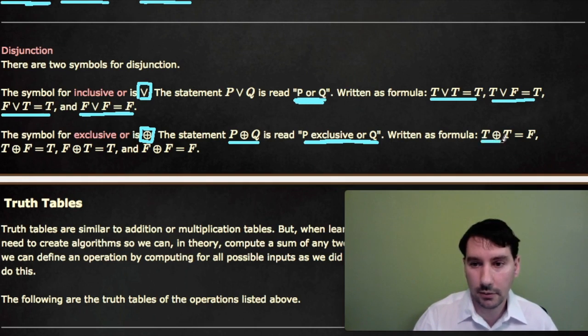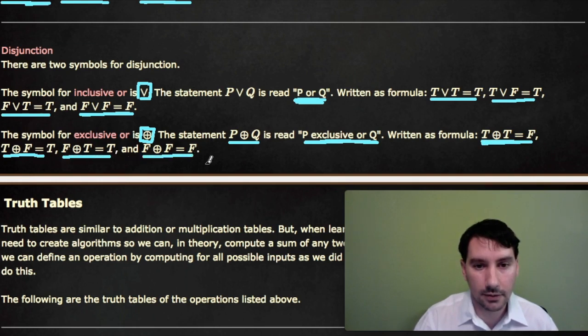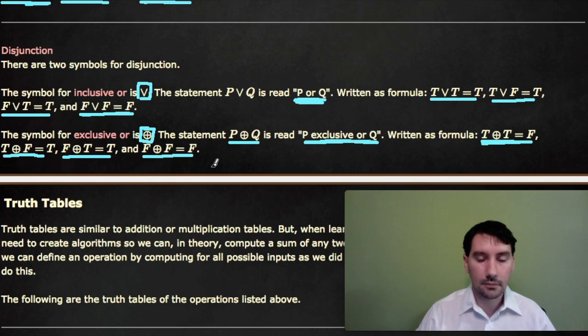So true exclusive or true is false, because it can't be both. And so this one and this one can't both be true. But true exclusive or false is true, false exclusive or true is true, and false exclusive or false is false, because it's neither. So the only time we get true is if it's one or the other, but it's not both of them.